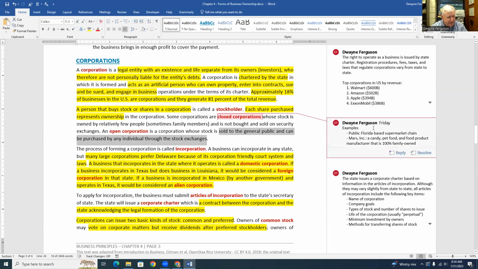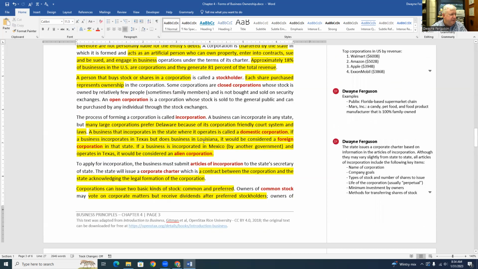I gave you some examples here of a couple of closed corporations. Mars is probably the best example: Mars bars, candy bars, 100% family owned. That stock is not sold to the general public. It's sold only to the family. It's all in the family, and of course they have complete control of the company that way. So, closed and open. Just know most companies are open corporations, where stock is sold on the New York Stock Exchange or the NASDAQ, for example.